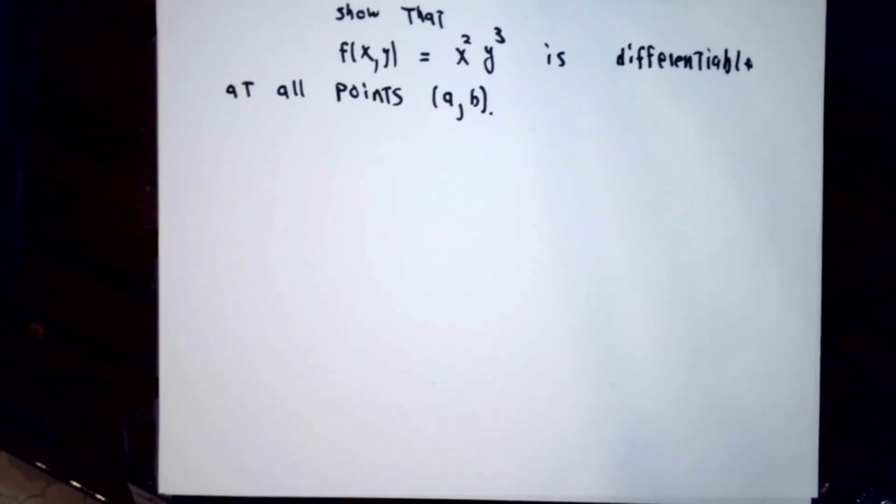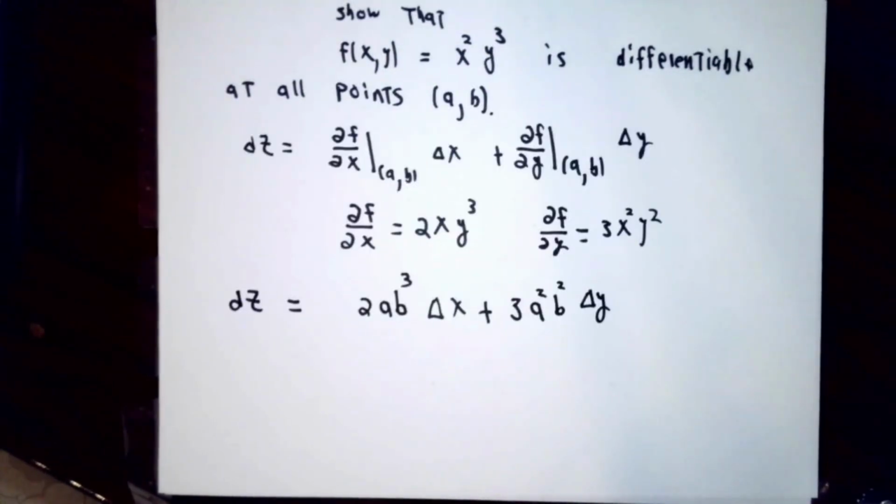I'm going to have to calculate two things. I'm going to have to calculate delta z. I've got to calculate dz, and then see if somehow I can express delta z as dz plus something that tends to 0 times delta x plus something else that tends to 0 times delta y. Calculating dz turns out to be the easy part.